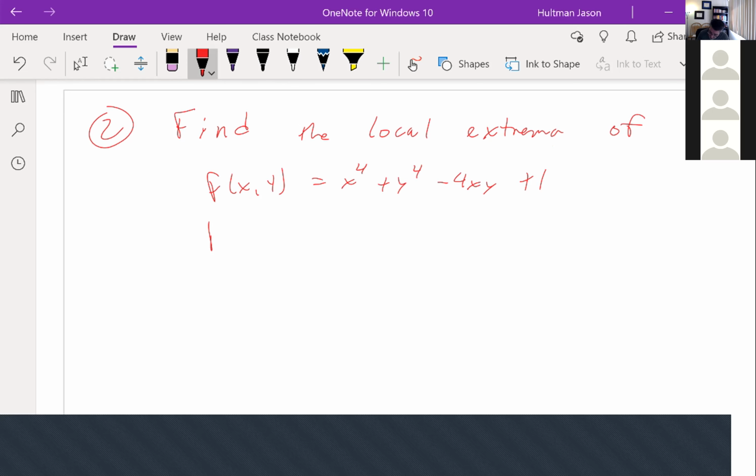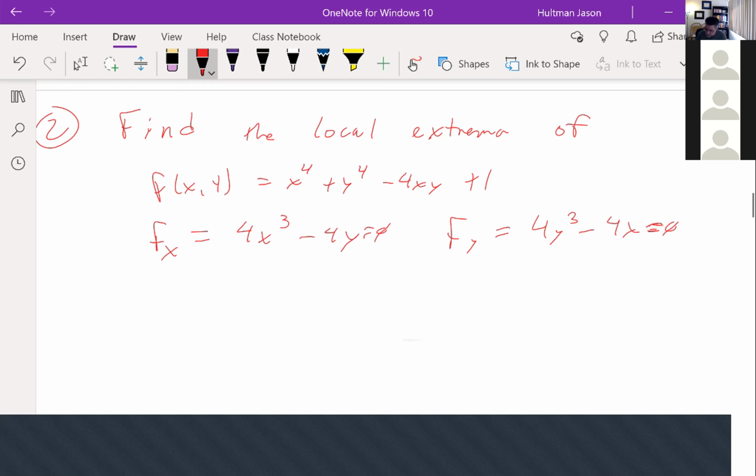We're going to say, what's f sub x? Well, that's 4x cubed minus 4y, right? What's f sub y? Well, that guy is going to be 4y cubed minus 4x, right? And what do we want to do? We want to set these equal to 0, because that's where our mins and maxes are going to live.